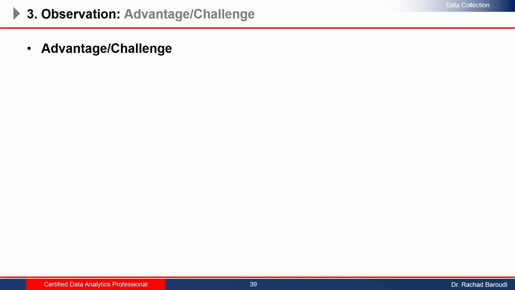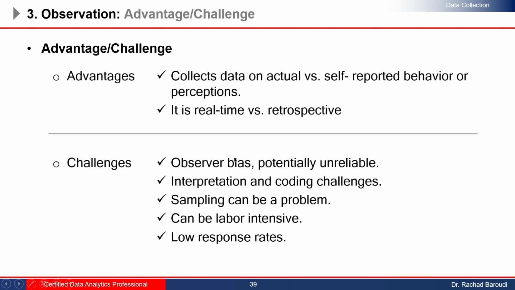What are the advantages and challenges of using the observation method? Related to the advantages, it collects data on actual versus self-reported behavior or perceptions. It is real time versus a retrospective. The challenges are that the observer is biased, so potentially unreliable source of data. Interpretation and coding challenges, so you don't understand what the data means.